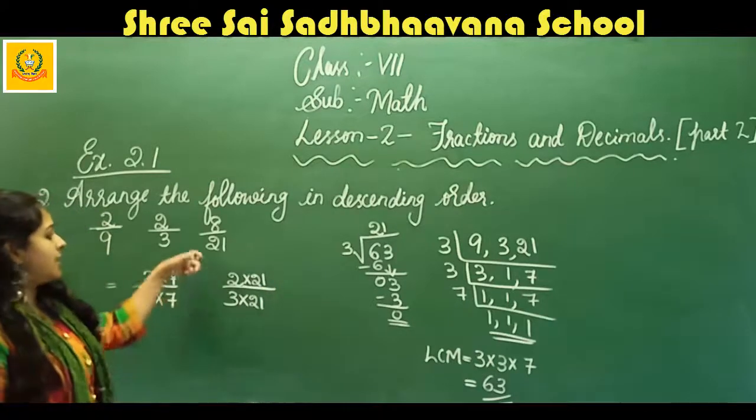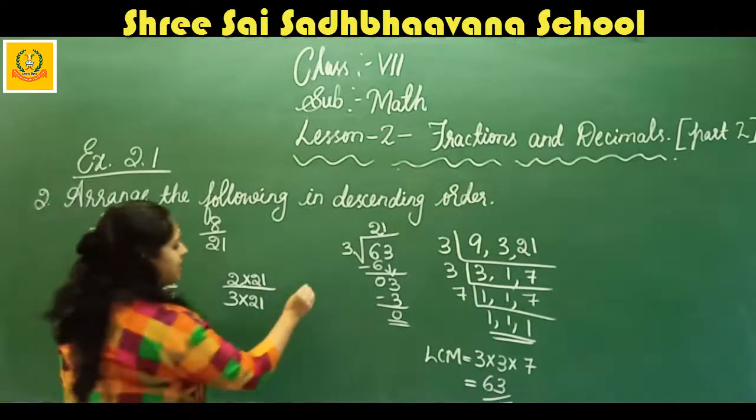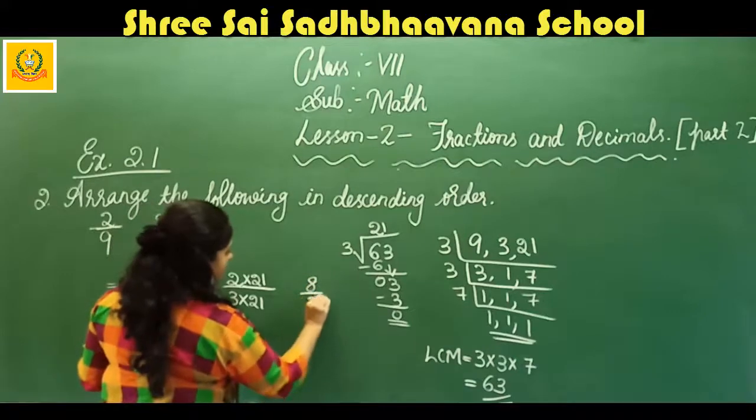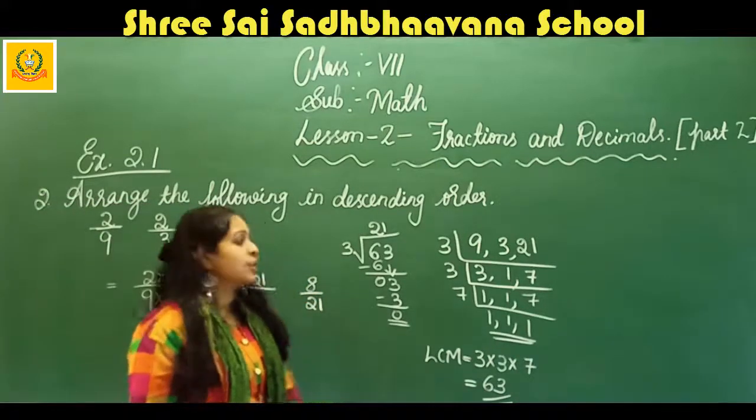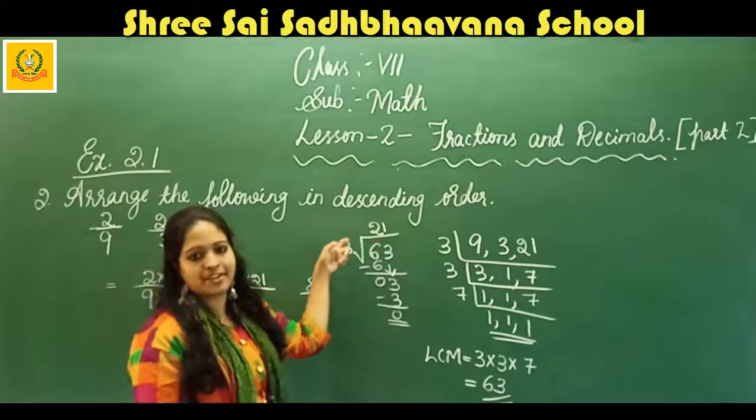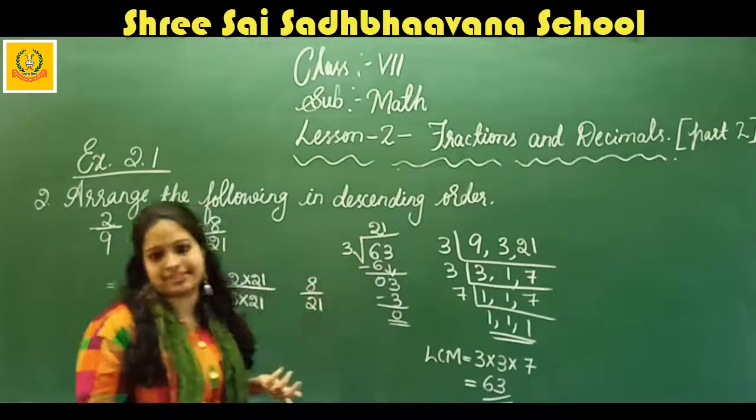Understood this step? Okay, let us take the last fraction, that is 8 by 21. 21 how many are 63? 21 3s are 63, you can find it here only.